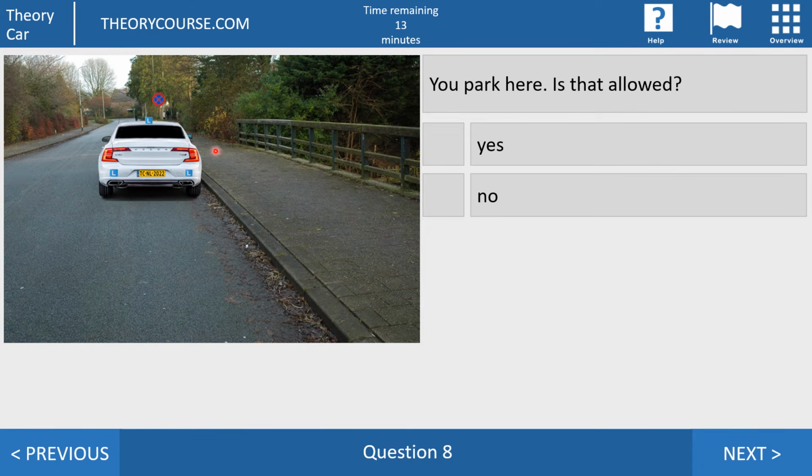Question number 8. You park here. Is that allowed? Is the answer yes or is the answer no? And look good at the picture. And if you've looked good at the picture, the answer is yes. Because this sign says you may do nothing at all, but only after the sign, and you are before the sign. And before the sign you may do everything. Then you may ask yourself, hey, I'm standing on a bridge. Is that allowed? Yes, why not? You may park on a bridge, no problem at all.